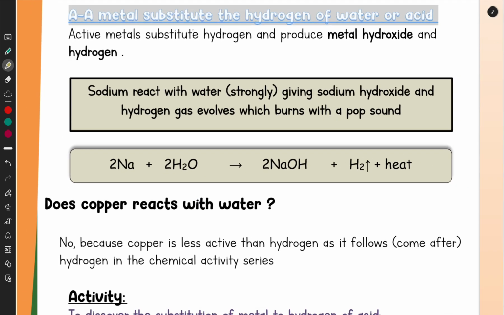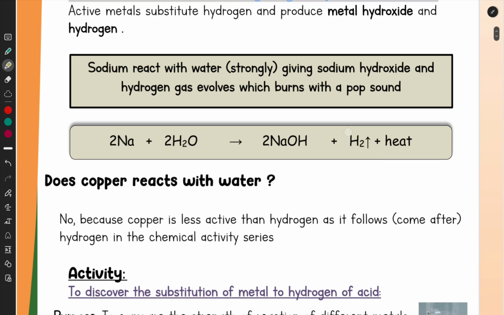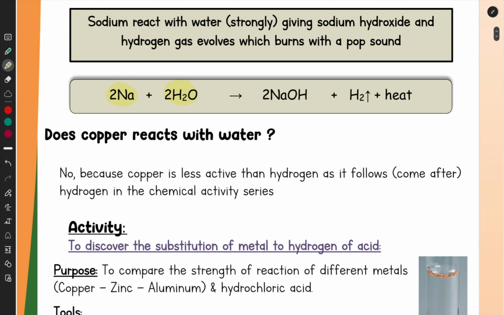Letter A. A metal substitutes the hydrogen of water or acid. First, the hydrogen of water. We have a strong metal like sodium, and we have a sample of water, H2O. What reaction will happen? The Na will attach the OH from the H2O to produce NaOH and leave the H2 to evolve and produce heat. This is very thermal.